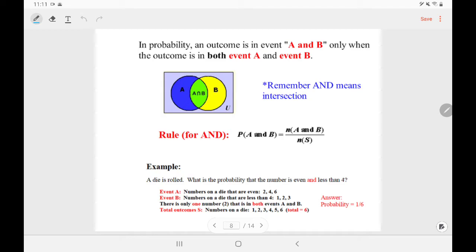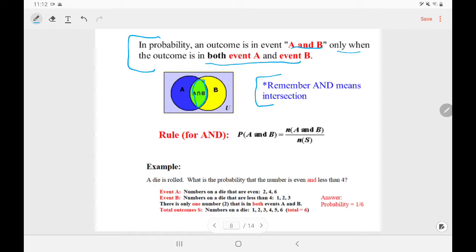A few more definitions. Now, in probability, an outcome is A and B only when they both happen. Remember when we were talking about the intersection or the Venn diagram? When we use the word and, we're talking about when two things both happen at the same time. If one happens and the other doesn't happen, we can't include it.